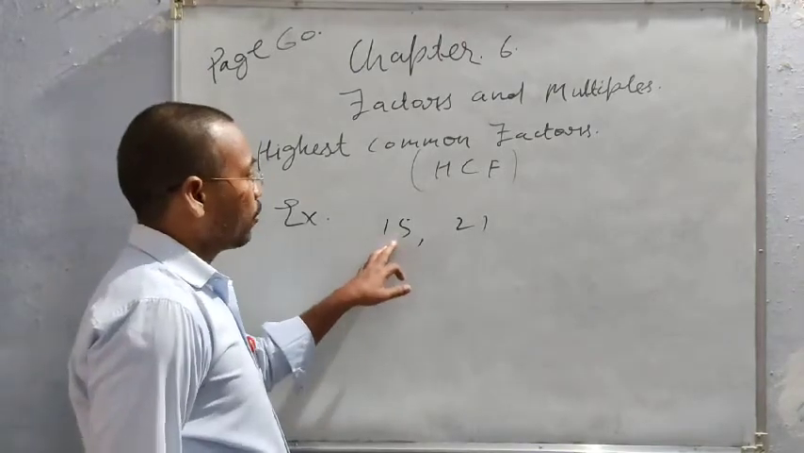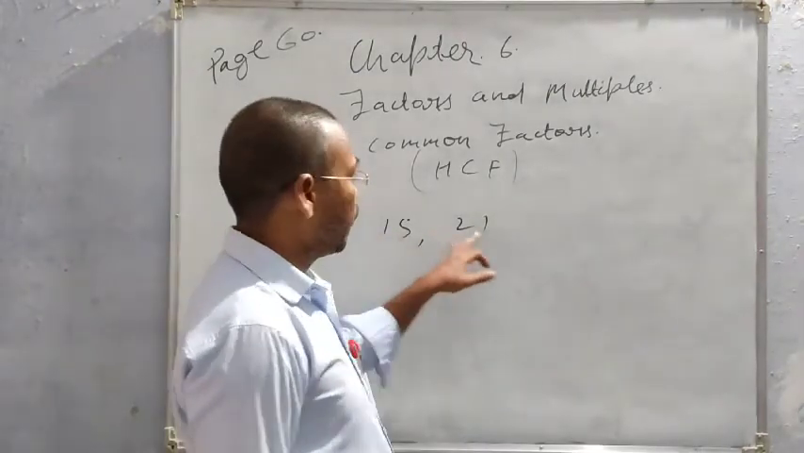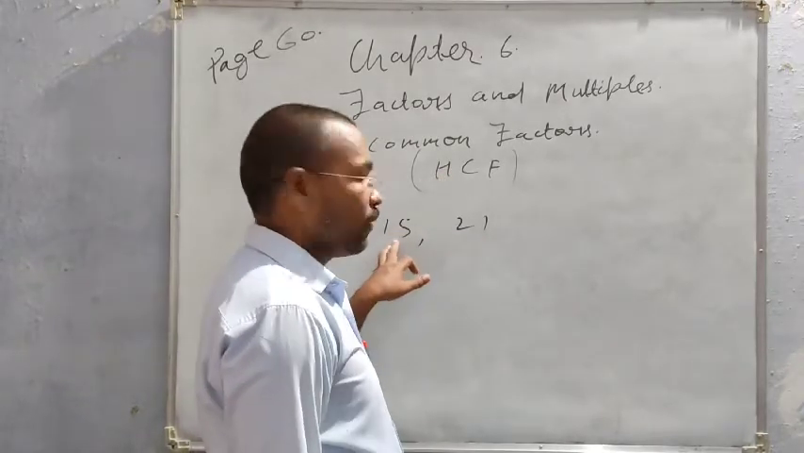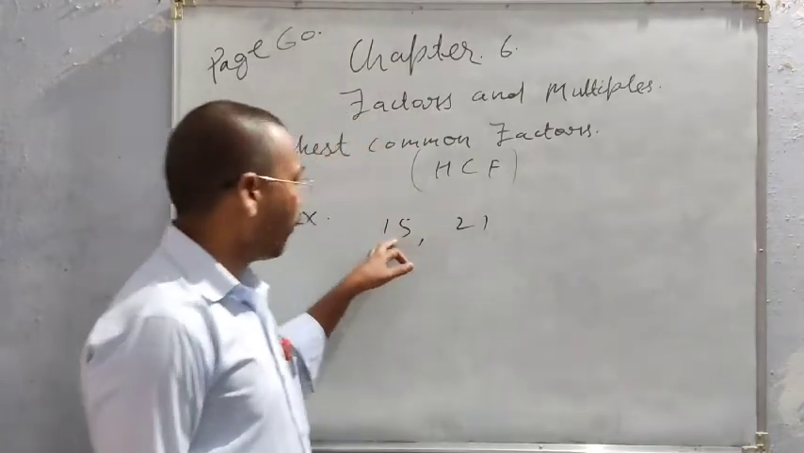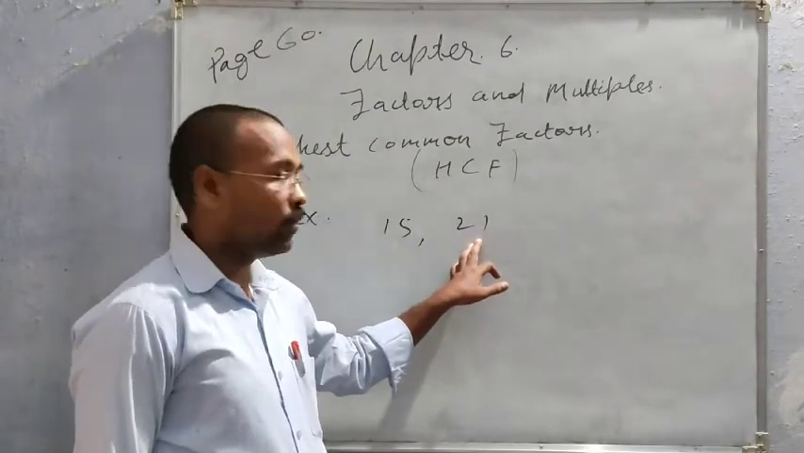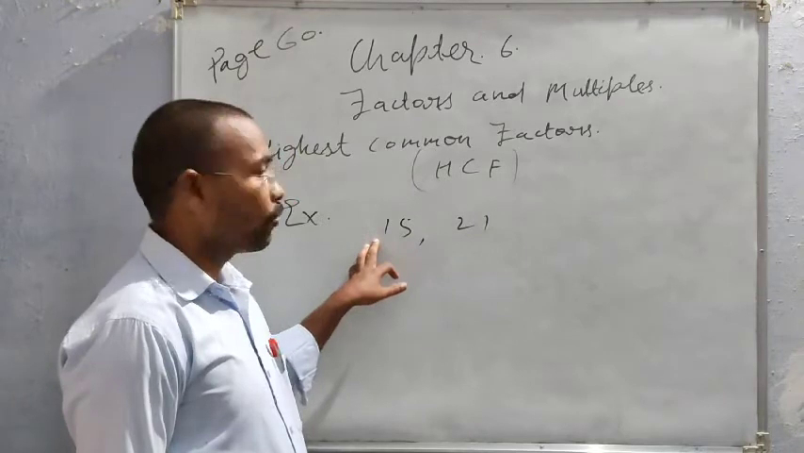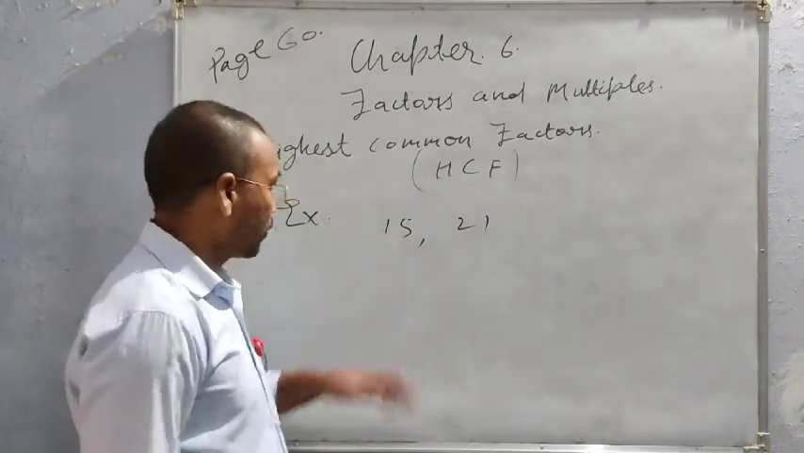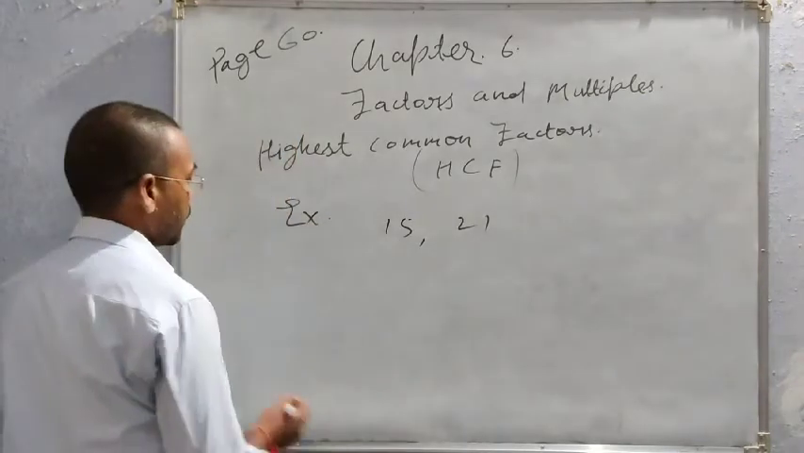Suppose I want to find the HCF of 15 and 21. So first, write all the factors of 15 and all the factors of 21. I hope you know how to write the factors of a given number. Suppose I want to write factors of 15.